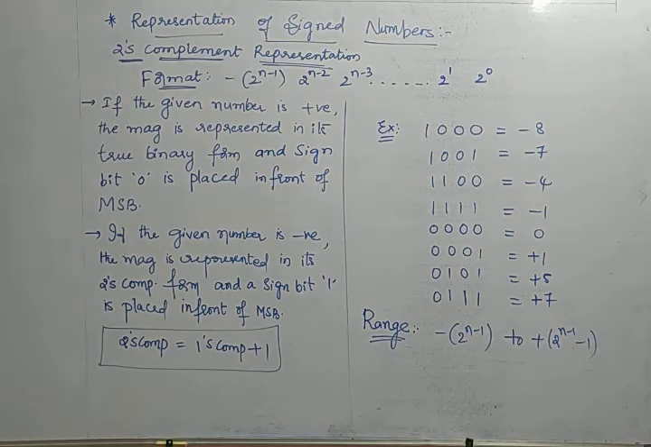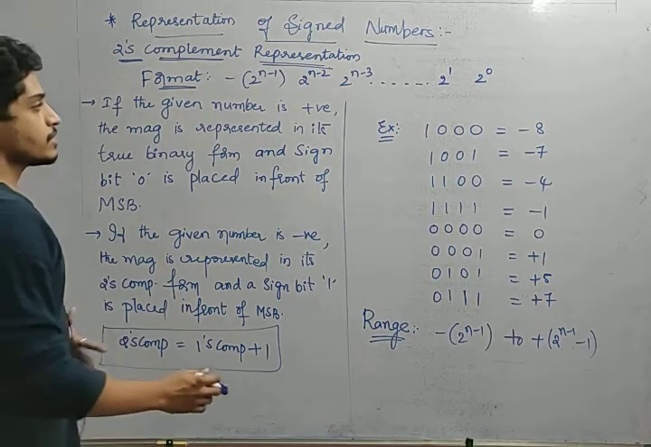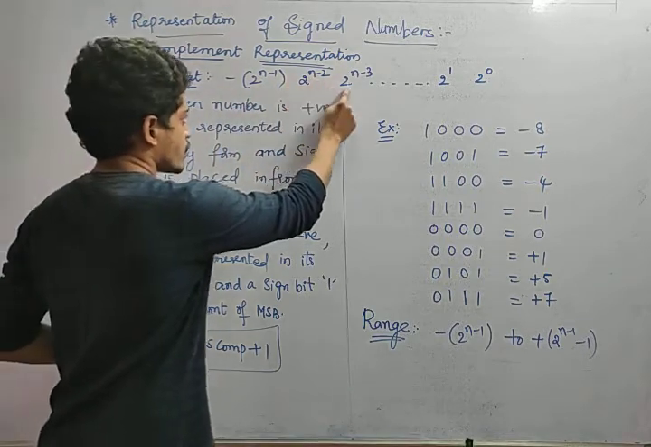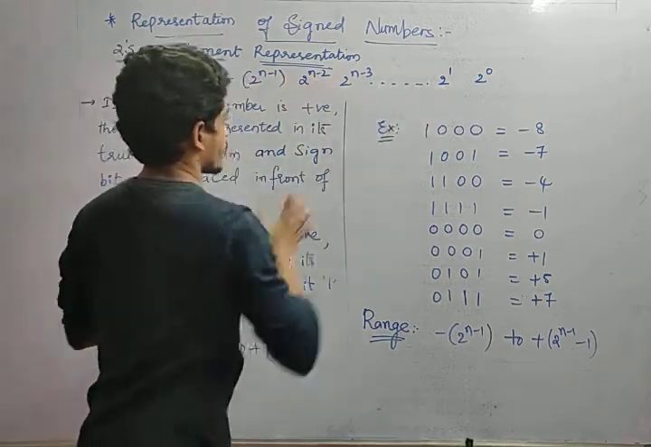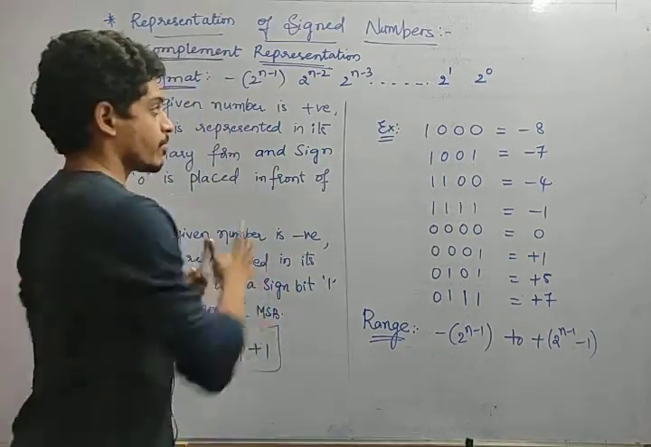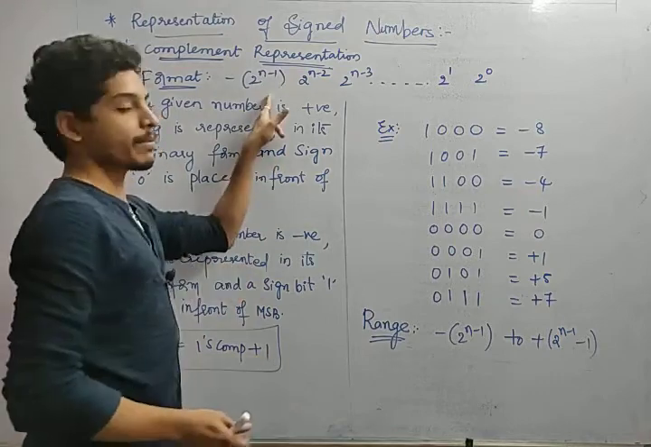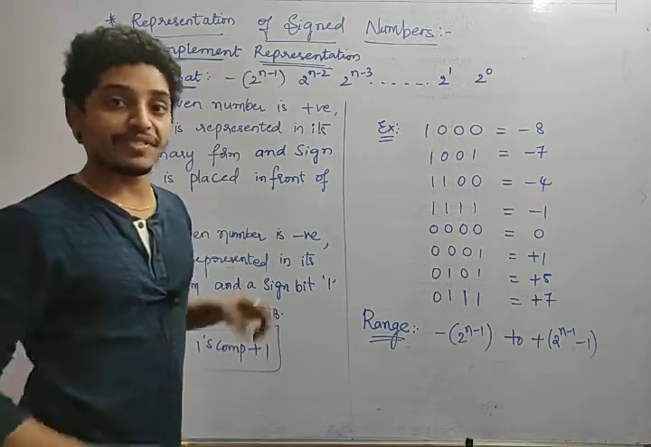So now let us see the 2's complement representation, friends. See, the general format is minus of 2 power n minus 1, 2 power n minus 2, 2 power n minus 3 and so on, 2 power 1, 0. In 1's complement form, there is minus 1 here, 2 power n minus 1 minus 1, but in 2's complement form there is only 2 power n minus 1. That is the difference.